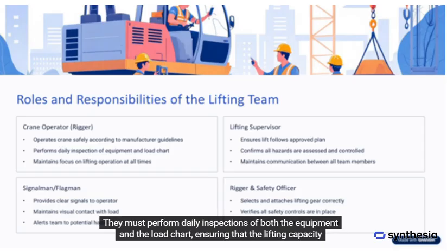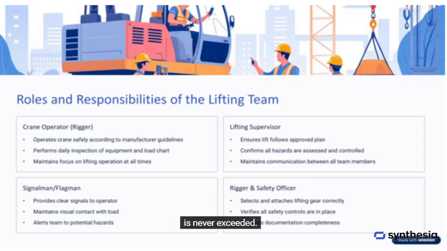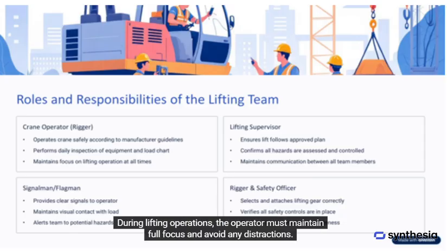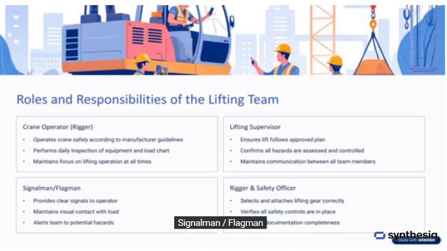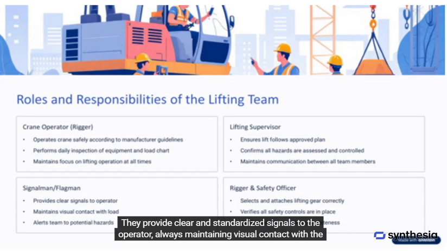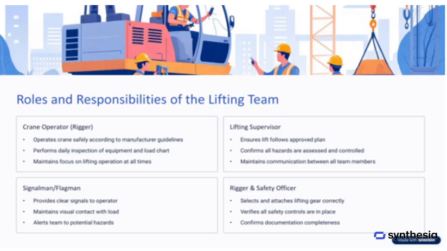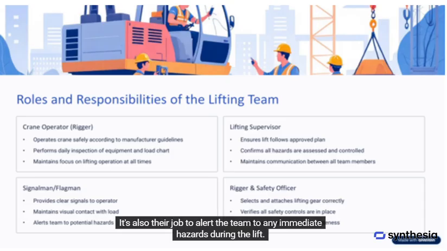They must perform daily inspections of both the equipment and the load chart, ensuring that the lifting capacity is never exceeded. During lifting operations, the operator must maintain full focus and avoid any distractions. 2. Signalman/flagman. The signalman is the eyes and ears on the ground. They provide clear and standardized signals to the operator, always maintaining visual contact with the load. It's also their job to alert the team to any immediate hazards during the lift.